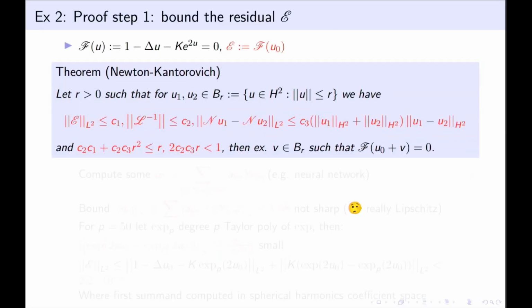The first one is the residual E. Again, on top for you, the equation we're solving and the Newton-Kantorovich theorem. You first start by computing some approximate solution to your equation. And it really does not matter at all where it comes from. It could come from a neural network. It could also come from something else.